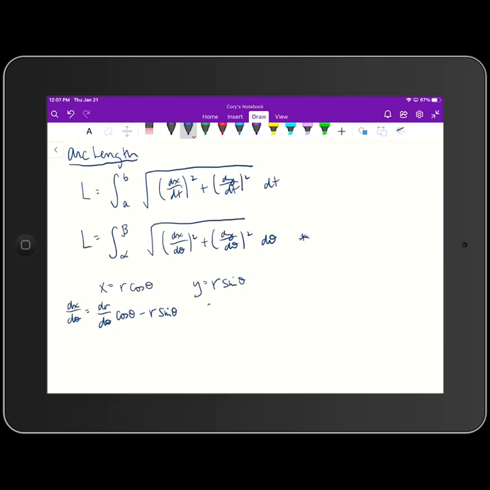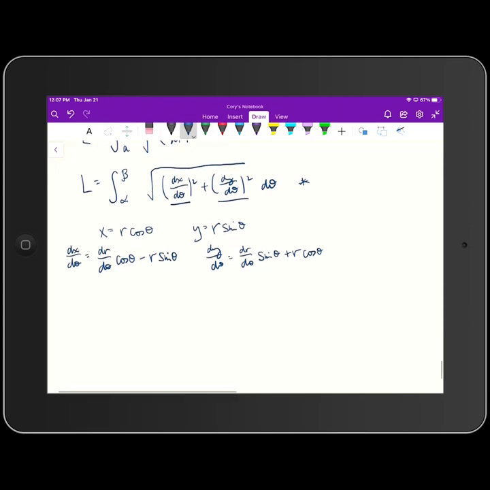And we're going to do the same thing to differentiate y with respect to theta. Okay, so again, I'm going to use product rule to differentiate the right-hand side. So that's going to be the derivative of the first, which is dr d theta, times the second, sine, plus the first, r, times the derivative of the second. So the derivative of sine with respect to theta is going to be cosine. Okay, and again, if we're going to plug that into this formula here, we know we have to square both dx d theta and dy d theta. Okay, so let's go ahead and square both of these.